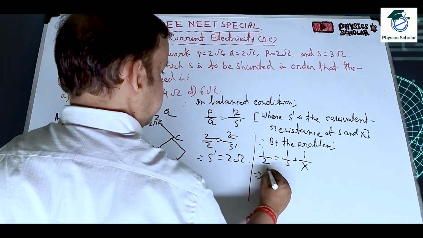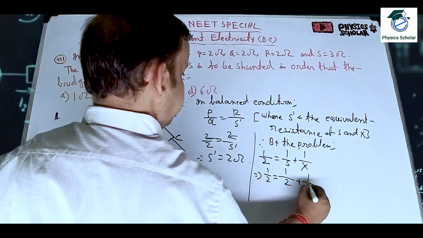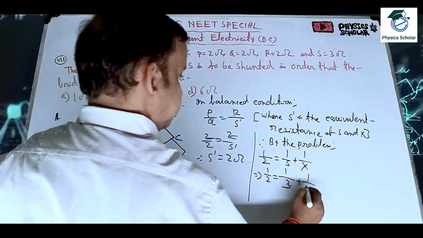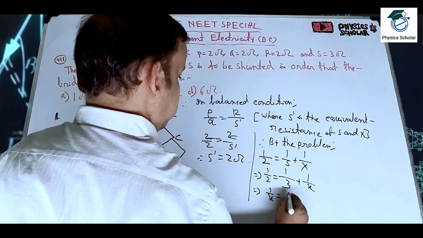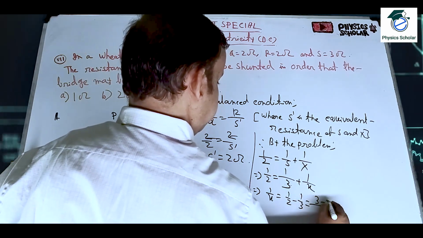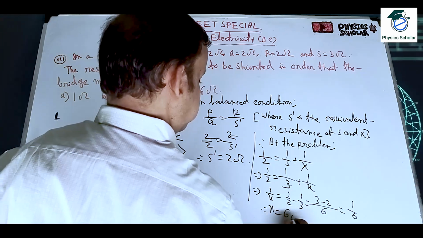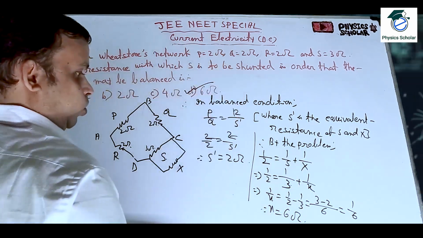Okay, therefore 1 by 2 is equal to 1 by S means 2 plus 1 by it is 3, S means what? 3. Clear? By 1 by X. That means 1 by X is equal to 1 by 2 minus 1 by 3. So 6 will be the LCM. 3 minus 2 is equal to 1 by 6. So X is equal to 6 ohms. Clear? So X is equal to 6 ohms.